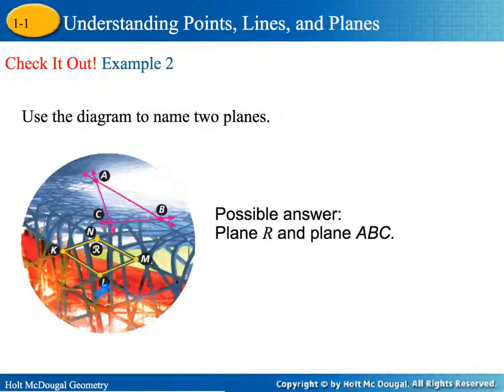So one plane is this yellow one. We can call this plane R, or another thing we could call the yellow one is plane KLM. All right, and then the other plane, ABC, is this pink triangle here. These 3 points form a plane. So you could call it plane ABC, plane BCA, CBA. It doesn't matter which order. The textbook and I are often going to put them in alphabetical order, so you're just going to see plane ABC written down.